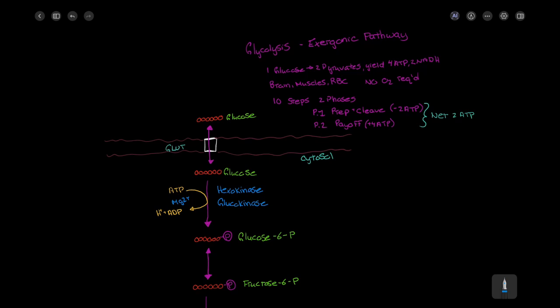What is happening here is we're getting our molecule ready to be split, because the fructose is better able to be symmetrically cleaved as a pentose than glucose is as a hexose. The name for the enzyme that catalyzes this step is phosphoglucose isomerase.